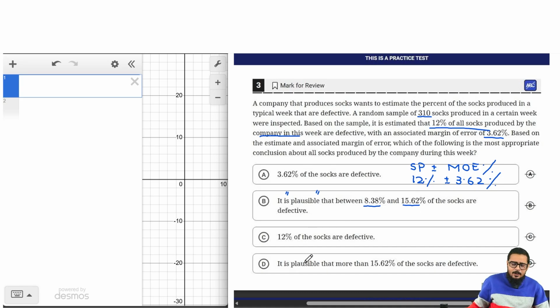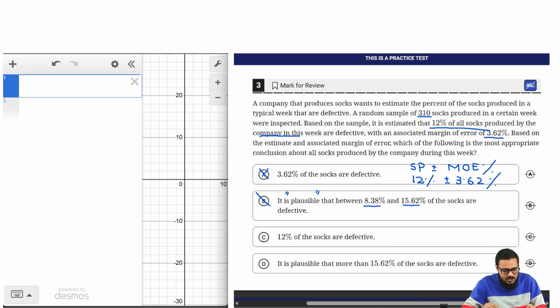I know that answer option D is also not wrong. It is plausible that more than 15.62% of the socks are defective. Just to clear up the concept, yes, it is actually possible that more than 15.62% of the socks are defective, but the chances of this happening are very low. So it's quite unlikely that more than 15.62% of the socks will be defective or outside this range of 8.38 and 15.62%. So I think the most appropriate conclusion would be answer option B.